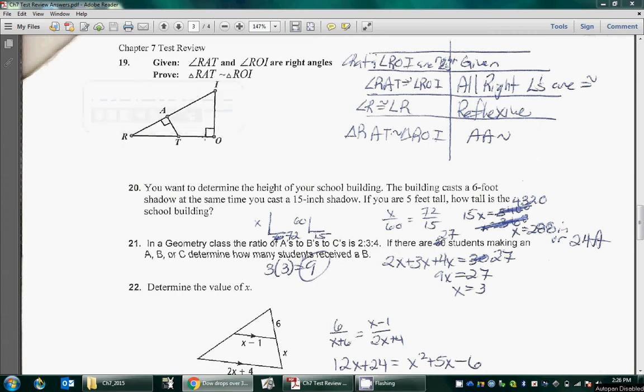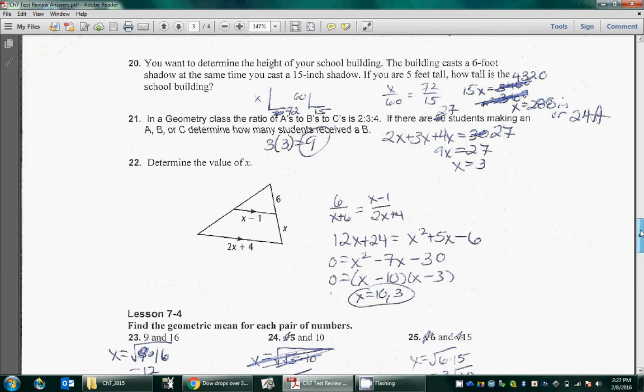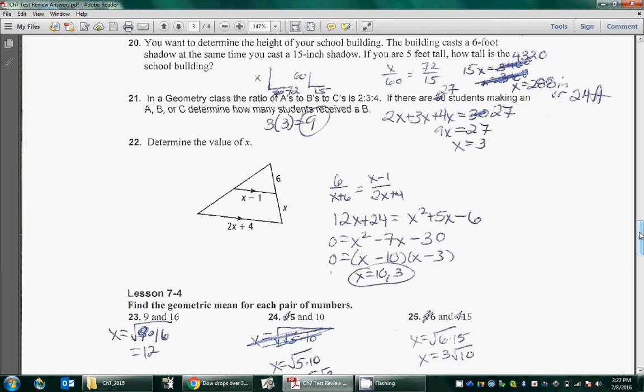Alright, so for the third video here, I'm going to start with 20. If you're looking for number 19, I put that on the second video just because we did the other proofs on the second video. For these, I kind of threw these in. They don't really match the 7-3 section. They're more 7-1, and 22 is like 7-5. But I had to put them somewhere.